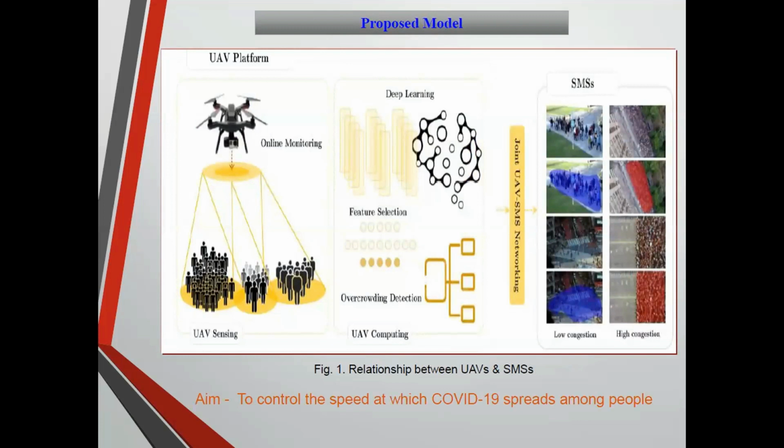So unmanned aerial vehicles can be employed to address challenges such as overcrowding and unusual behavior that I told you. In this scenario, the overcrowding is controlled by making it easier to identify by using UAV sensing and computing parts. So on the UAV platform, here you see the online monitoring systems, SMS, and this is the UAV sensing mechanism.